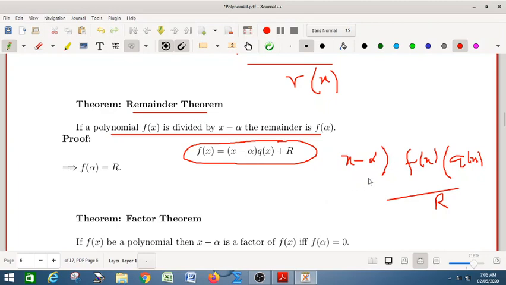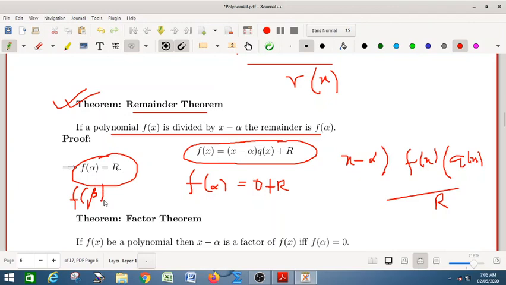Now see, if you substitute x equal to alpha in f(x), then this will be 0 plus r. So it's very clear that r is f(alpha), the remainder is f(alpha). That is the remainder theorem. You can easily get the value of the remainder by substituting alpha if it is divided by x minus alpha. If it is divided by x minus beta, then f(beta) is r, that is, the remainder is f(beta). Okay, this is how the remainder theorem works.